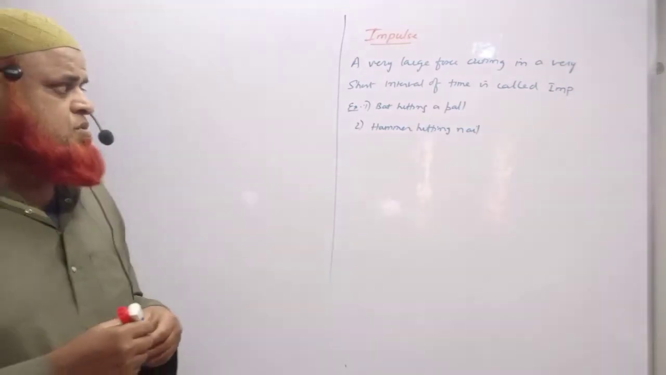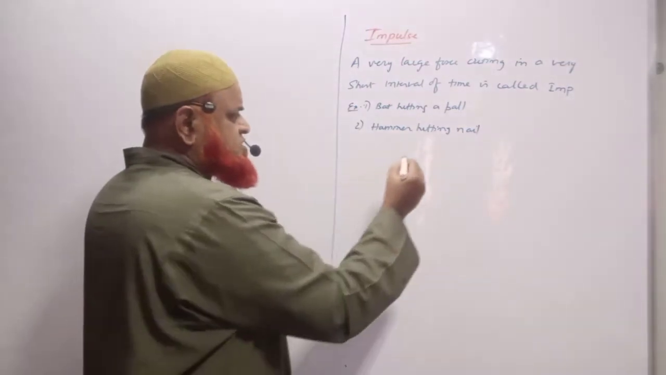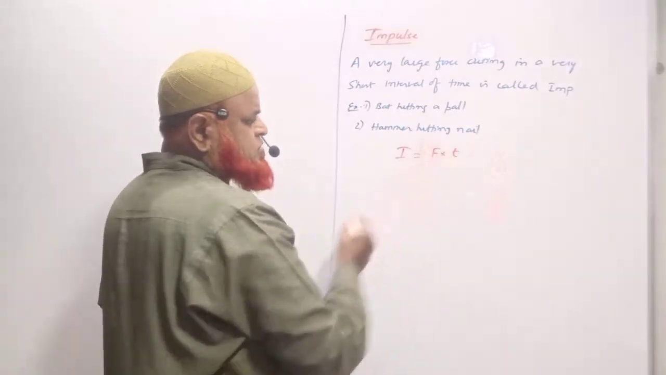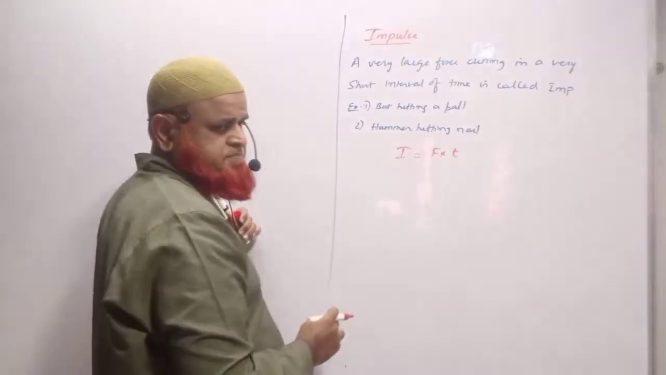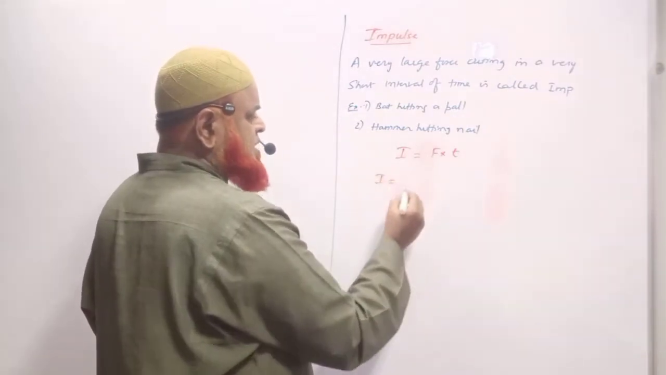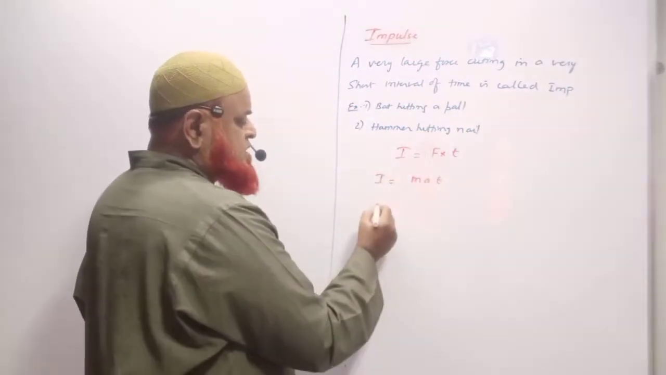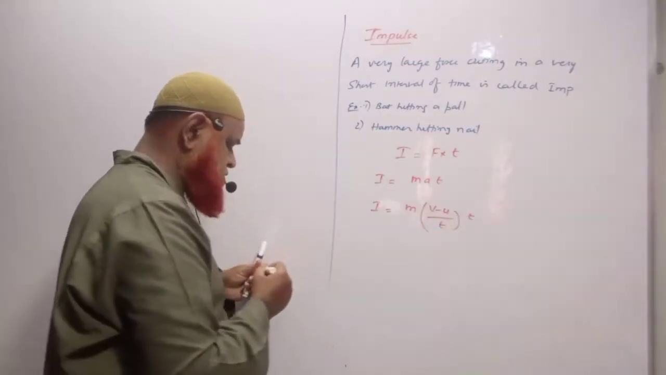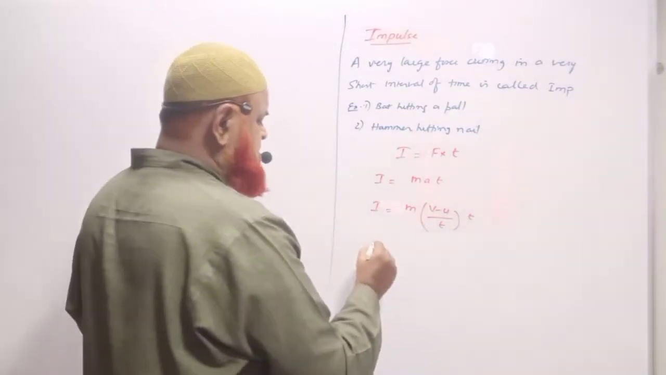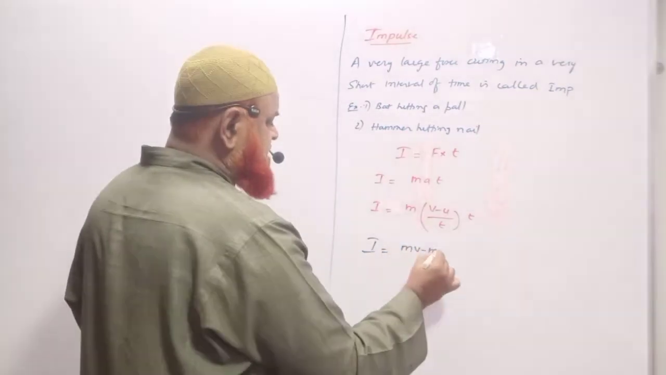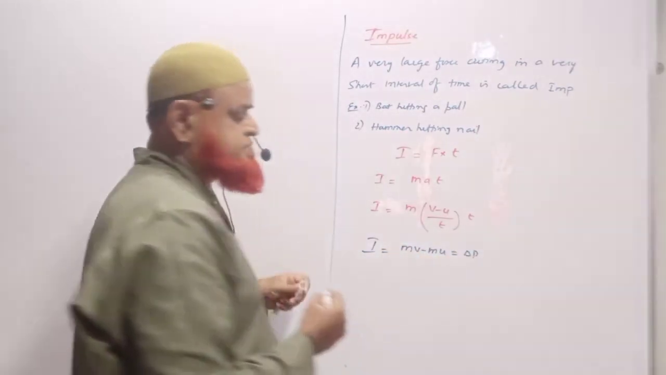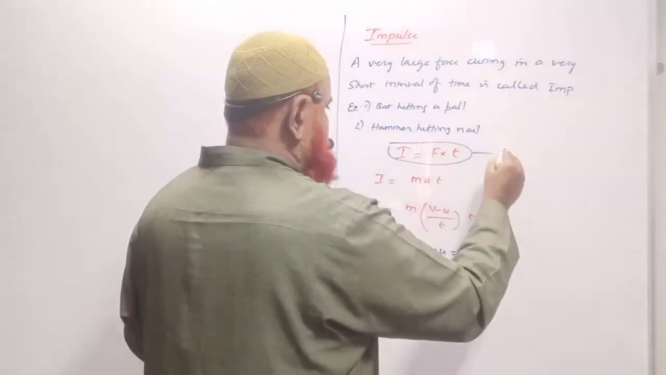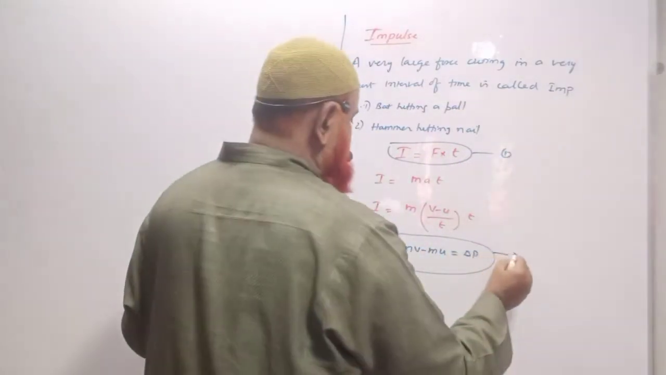Clear? According to the definition, impulse is nothing but force into time. It's not a dot product. It's called force into time. Then what is force actually? Force is nothing but m into a. So this can be written as acceleration, which is (v minus u) by t, into t. Finally, impulse I is equal to mv minus mu, which is called delta p, the change in momentum. So there are two definitions for impulse. This is the first one, and this is the second one.